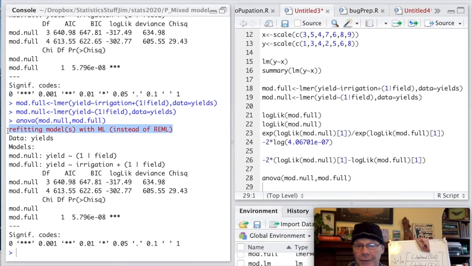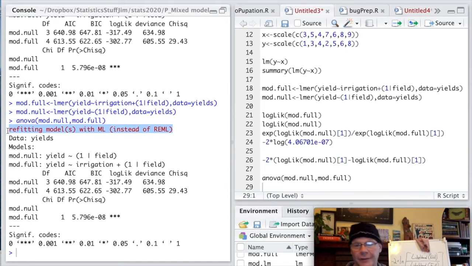R will do that automatically for you if you're using the lowercase anova function to do a likelihood ratio test comparing 2 models. I point that out because in older books and in older tutorials, you had to have that argument in there saying REML equals false when you were comparing 2 models.